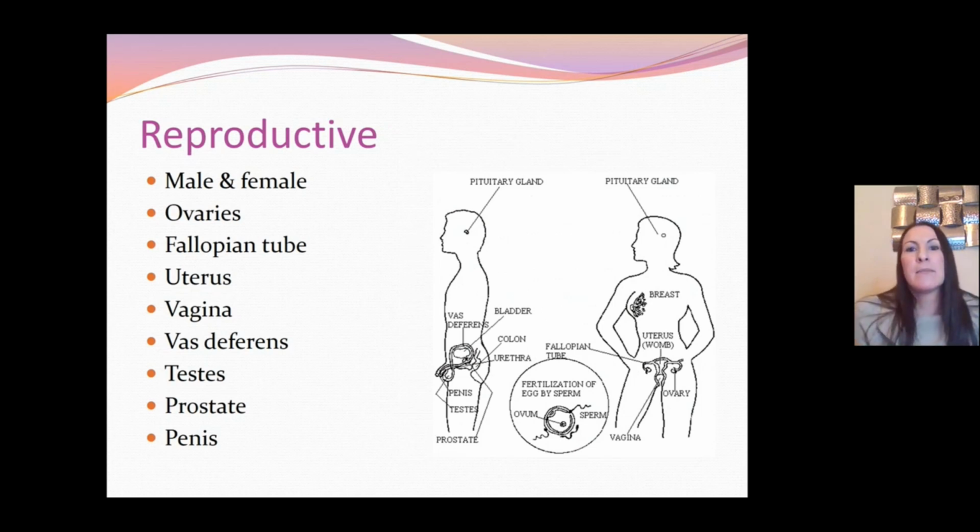The reproductive systems include both the male and female reproductive systems. So for the females, we've got the ovaries, the fallopian tubes, the uterus, and the vagina. These are all parts of the reproductive system. They're involved in the female menstrual cycle. And then we have the male reproductive system, which includes the vas deferens, which is the sperm duct where sperm travels, the testes where sperm are formed within the testes themselves. So they're formed by these tubules called seminiferous tubules. We've got the prostate gland, which helps release fluids to help the sperm swim, and then the penis where the sperm will travel outwards.